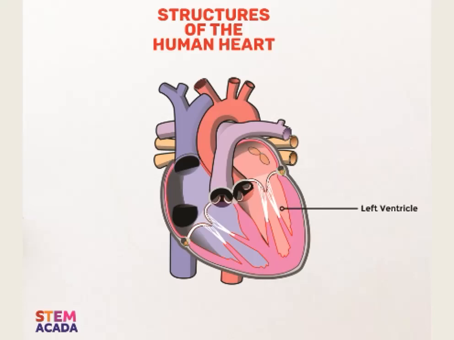Next is the left ventricle. The left ventricle is one of the four chambers of the heart. It is located on the left side of the heart. The left ventricle is responsible for pumping oxygen-rich blood to the rest of the body.